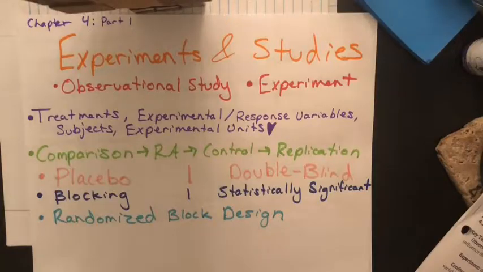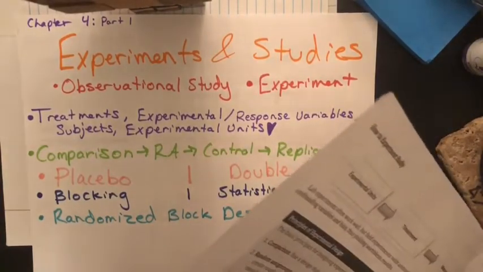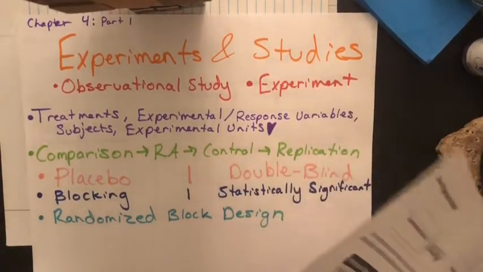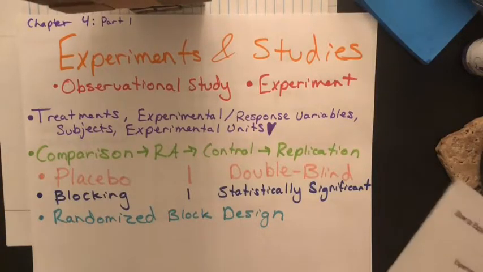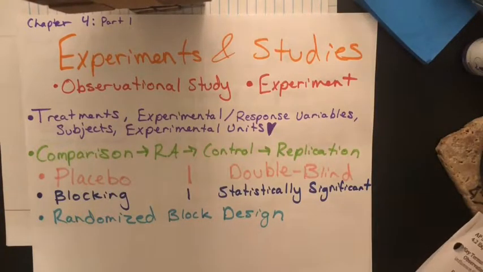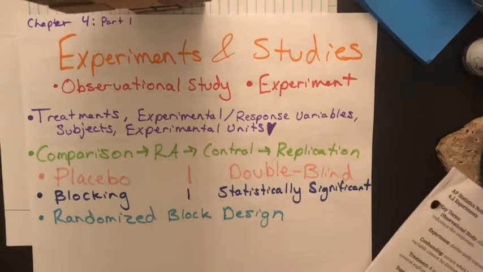So treatments are a condition applied to the individuals in an experiment, and then the placebo, that's going to be a fake, empty treatment given to individuals. And from the placebo, you can also get the placebo effect, which is the response to the dummy treatment. Subjects are the experimental units who are human beings.